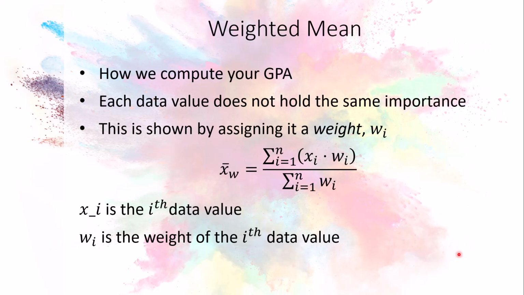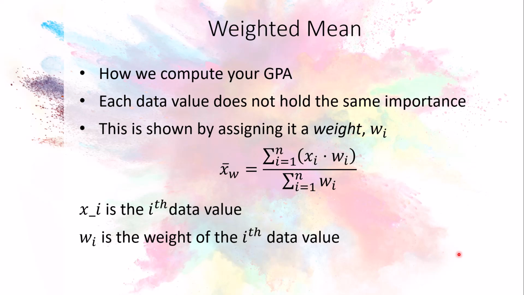Now, the last thing that we need to talk about is the weighted mean. If you've ever computed your GPA or looked at your GPA, guess what? That's a weighted mean. What is your final grade? How do I compute your final grade for this course? You guessed it. It happens to be a weighted mean. And what does that mean? Well, that basically tells us that each data value has different importance.